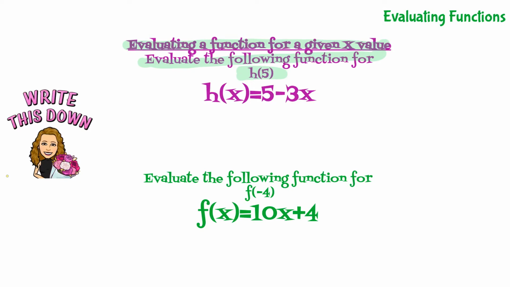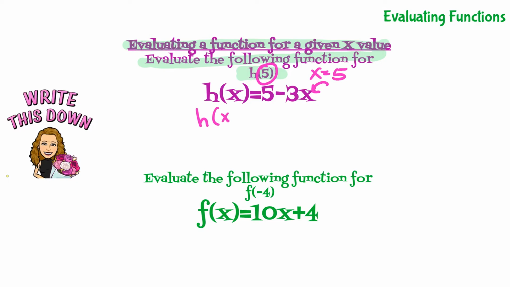So it doesn't matter what letter the function is named. It could be g, it could be h, it could be f, it could be q, it could be any of the letters. So when h of 5, how we solve that is that it's telling us here that x is equal to 5. So we need to substitute 5 in for x.